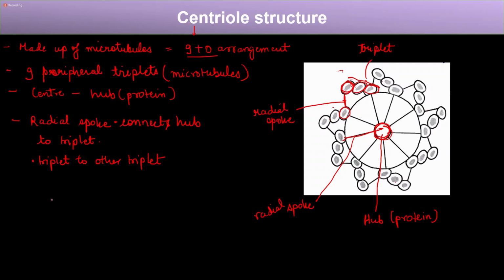Now, what is this complete structure called? Because of the arrangement, the structure is called cartwheel structure. It looks like a cartwheel, right? So the centriole structure is like a cartwheel structure, and it has a 9+0 arrangement of microtubules.